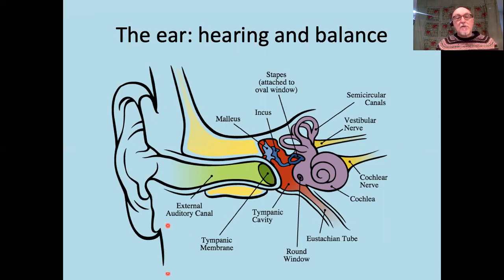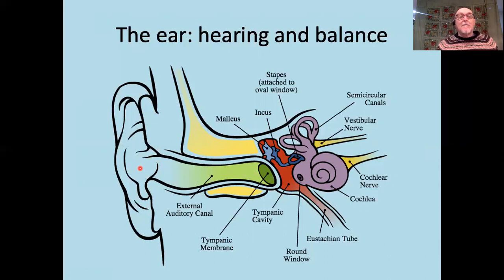So let's have a look at the structure of the ear overall. First of all, there is an external ear. This part of the ear here is called the pinna, P-I-N-N-A, and it is structured to focus sound to this canal here, which is the external auditory canal. So this is your ear that you can shove your finger in. Lesson number one, don't shove your finger in your ear.